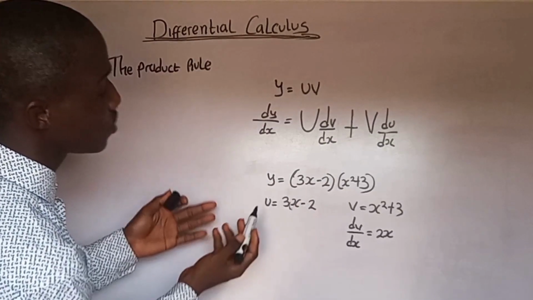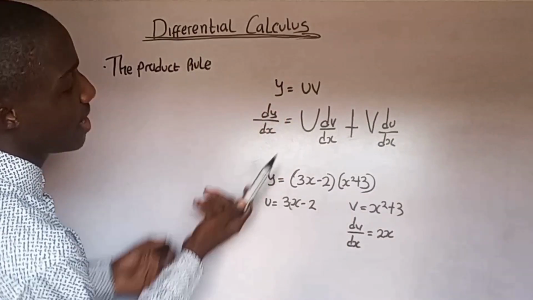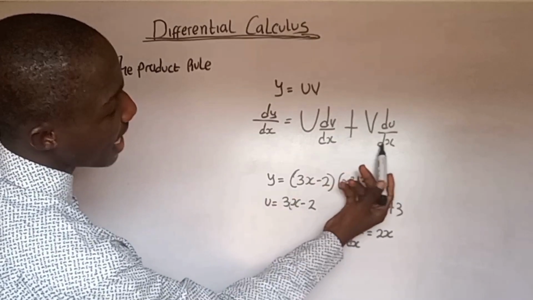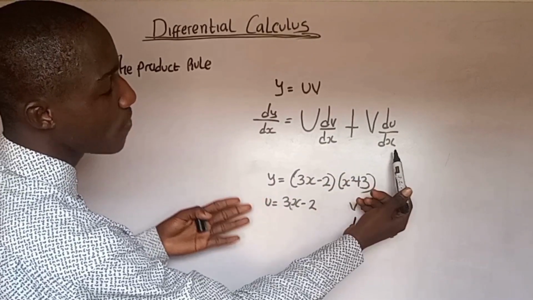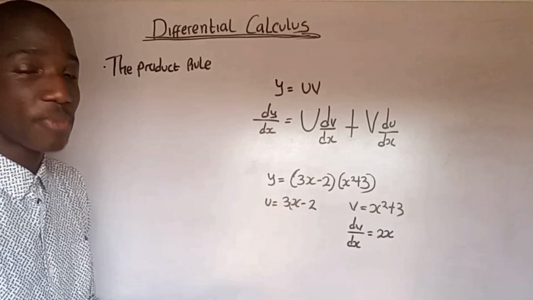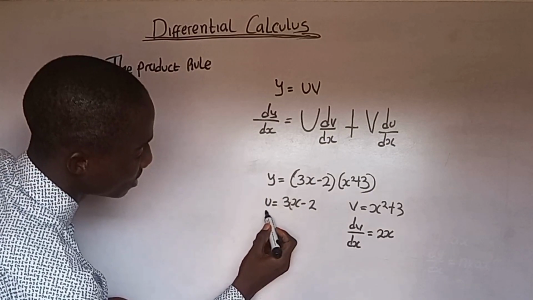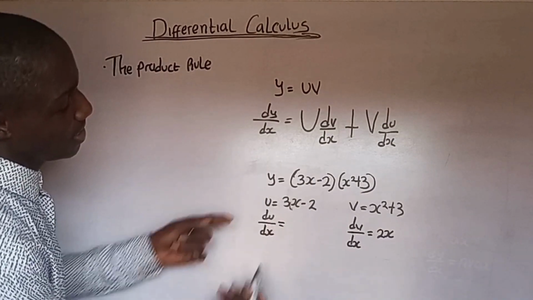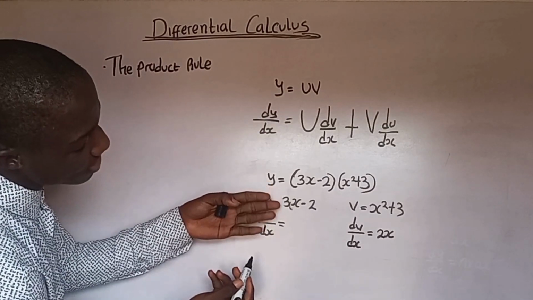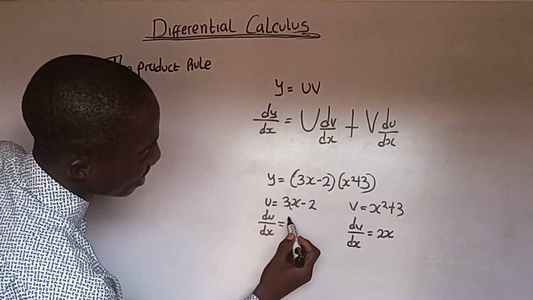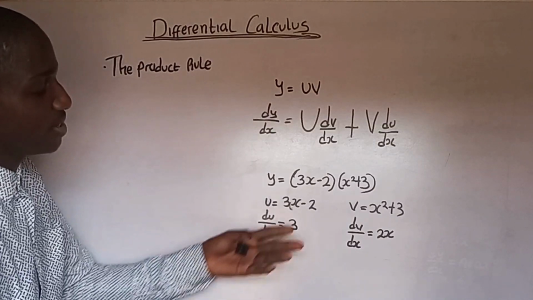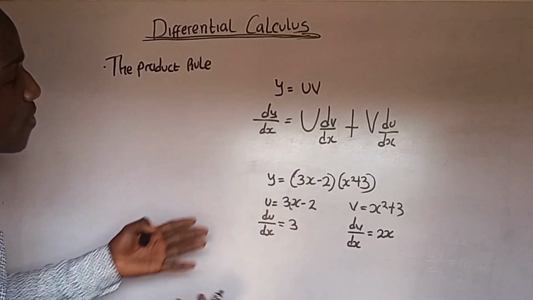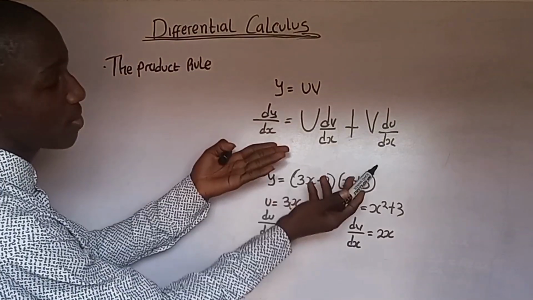Now let us proceed to the second side of the formula. We have u equals to 3x minus 2. In this case, I need the differentiation of my u, which is du with respect to x. So I have du over dx in this place. If I want to differentiate 3x, I will have 3. Differentiating a constant will give 0. Therefore, I have all the components of this formula.